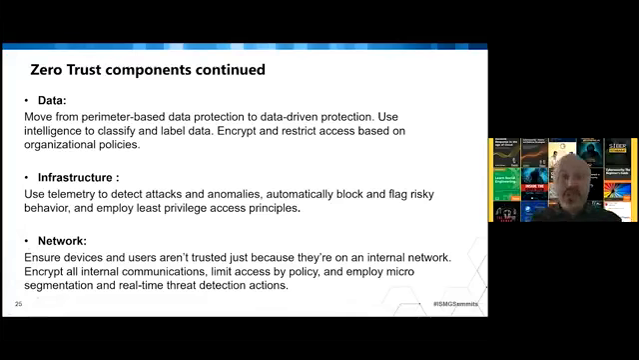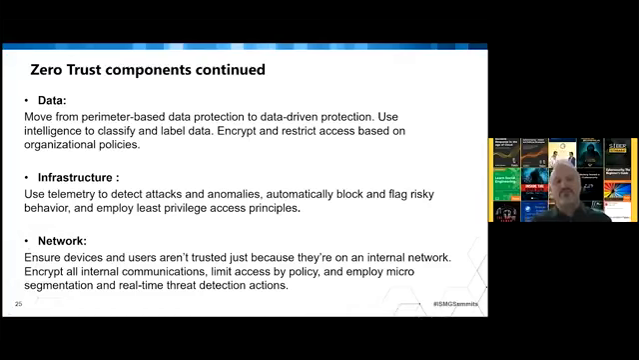Data. The data has to move from the perimeter-based data protection to data-driven protection. Again, I gave some hints earlier. You have to be able to use intelligence to classify and label data. Some data is not allowed to leave the premises at all. Some data is not allowed to be shared. Some data needs to be encrypted, regardless if it's at rest or in transit. And for those, you need to have great policy-driven software or organization.